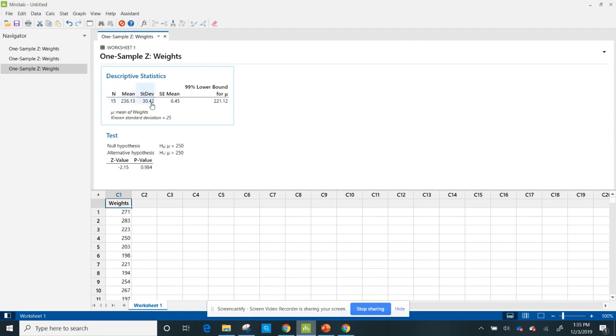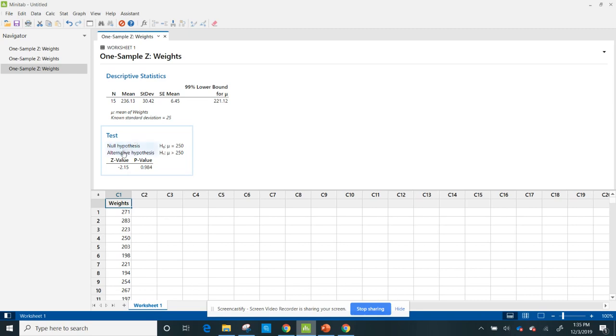This up here in descriptive statistics gives me the sample information. Sample size is 15, sample mean is 236.13, sample standard deviation is 30.42. And again, it tells me my standard deviation right here. If I go to test, it tells me about my hypothesis test.